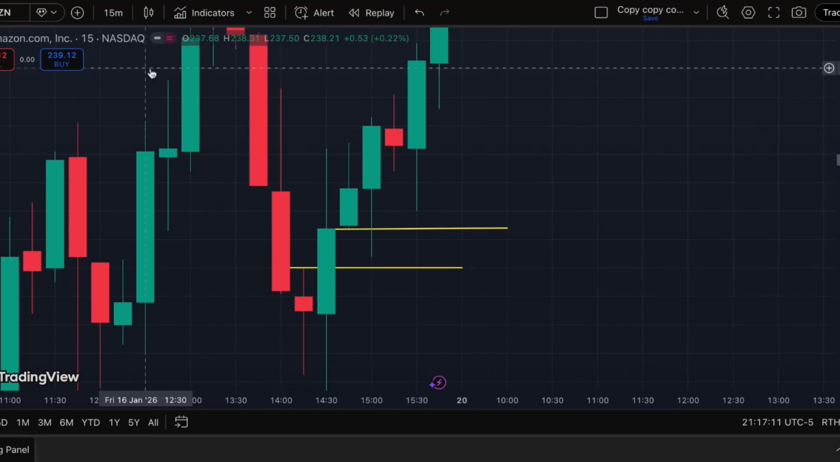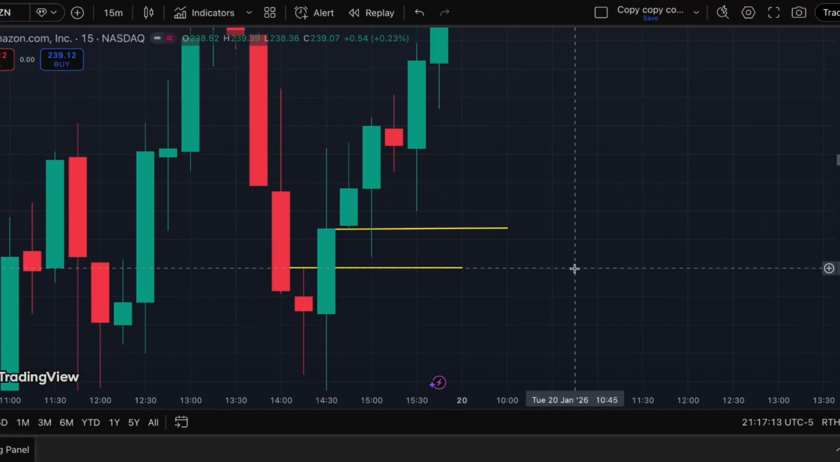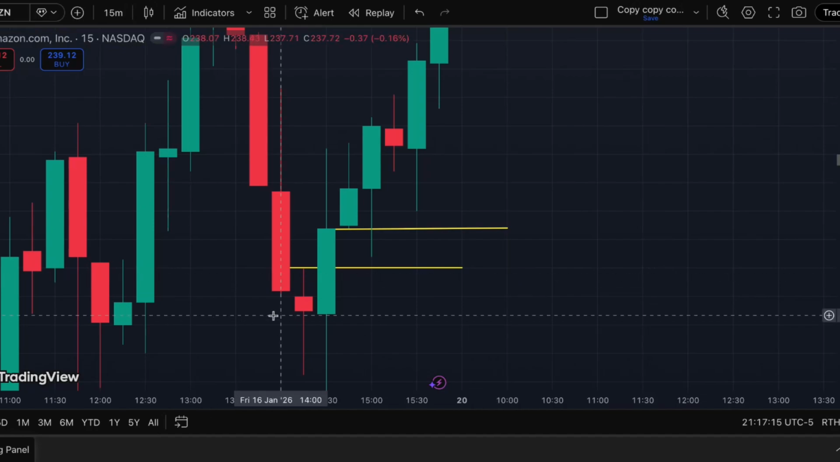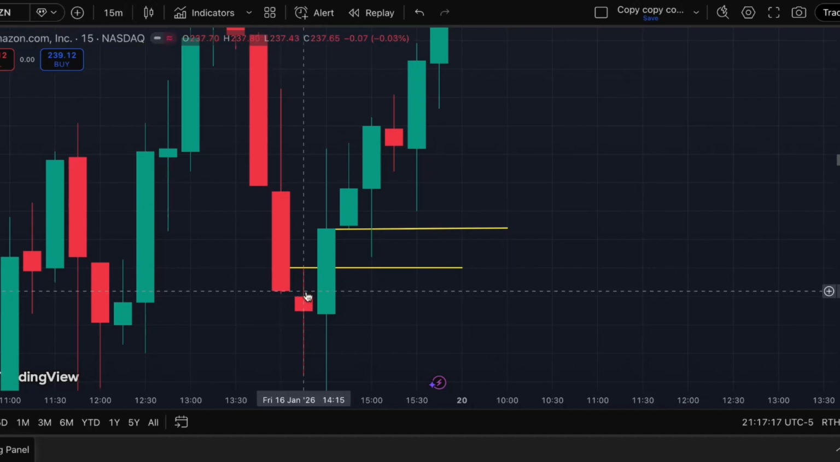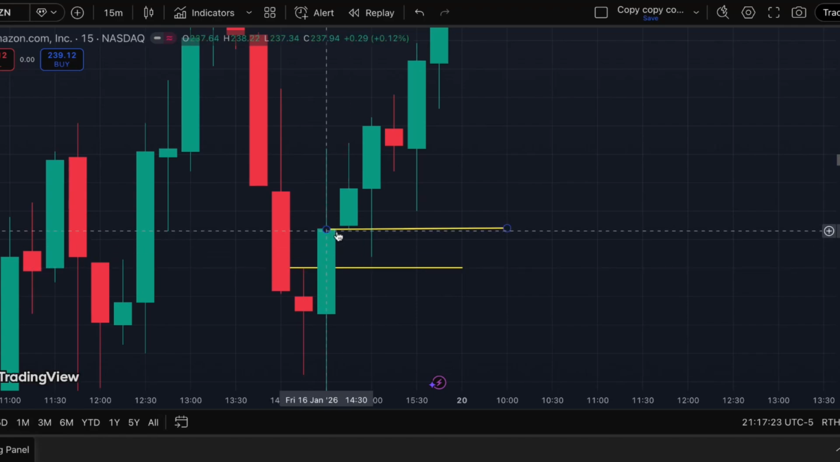Okay, so we're on the 15-minute time frame on Amazon, and as you can see, we've got a perfect setup right here. We got this candle right here. There's the wick of this one, and there's the wick of that one, and then there's your gap. I identified the gap for you in the middle. That's where you're going to draw your lines.